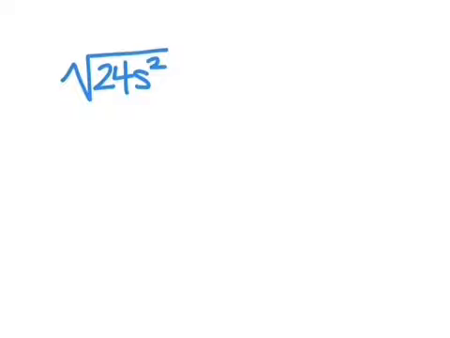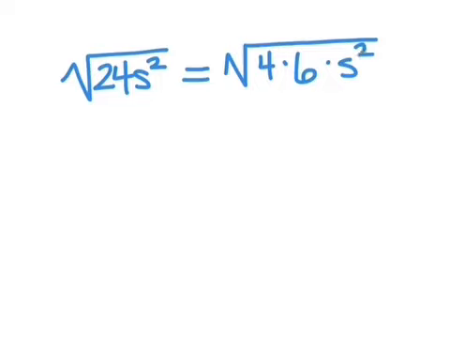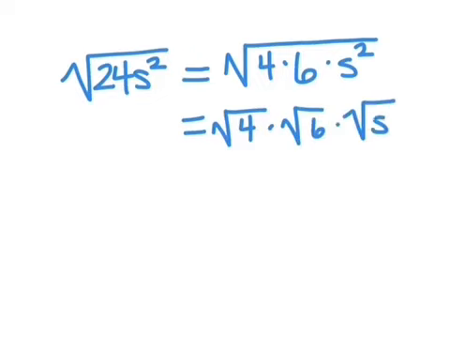Now let's try simplifying a variable expression. First, we're going to factor using the greatest perfect square factor once again. This will be a little bit simpler with 24 as our number instead of 180. So the factors of 24s squared would be 4, that's our greatest perfect square factor, times 6 times s squared. All right, so now we're going to use that product property to break this expression up. Square root of 4 times the square root of 6 times the square root of s squared.